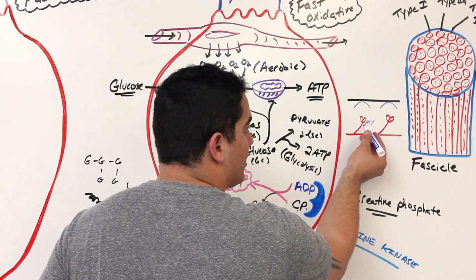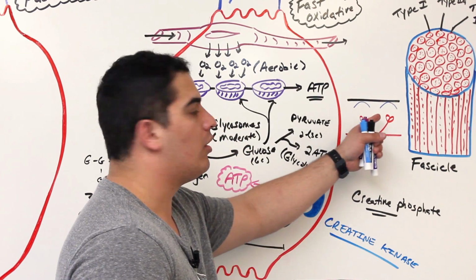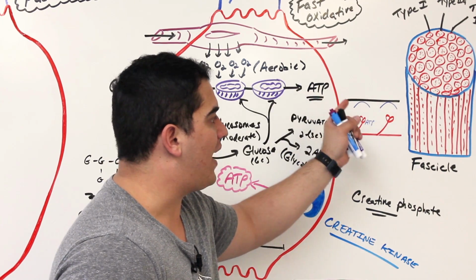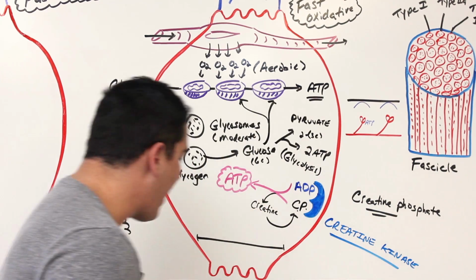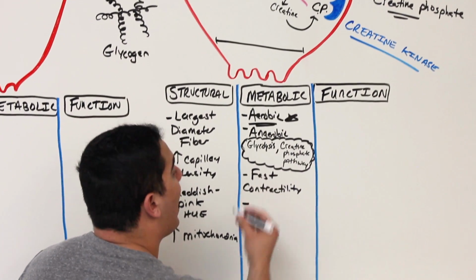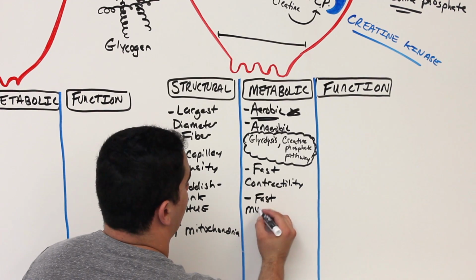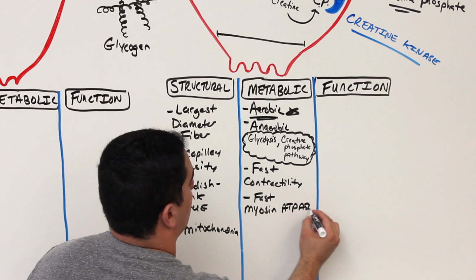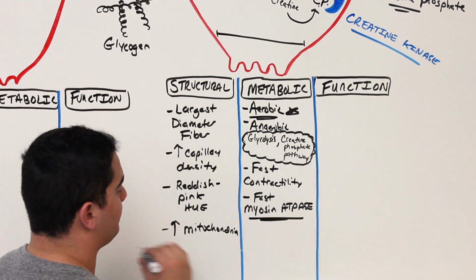Myosin ATPase. If it cuts it fast, what would that say then for this whole cross bridge and sliding filament theory? That's going to occur faster. If that's occurring at a faster rate, won't the actual contraction speed increase too? Yes. So this fast contractility is due to fast or high amounts of myosin ATPase activity.